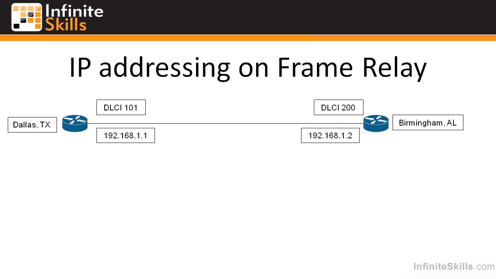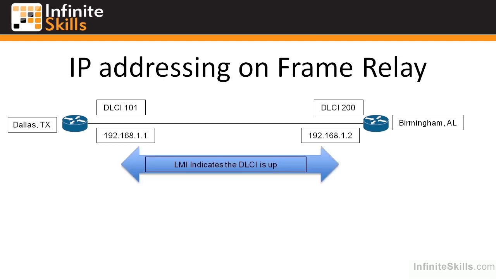Now as we talked about, LMI is a keepalive protocol, and so once you have established an LMI, the LMI says, hey, this DLCI is up. DLCI 200 at the Birmingham site is up. DLCI 101 in Dallas is up. I've got a double-headed arrow here, but obviously this is the local loop maintenance, so DLCI 101 could be up, but DLCI 200 could be down. So essentially, LMI tells the router, hey, your DLCI is up.